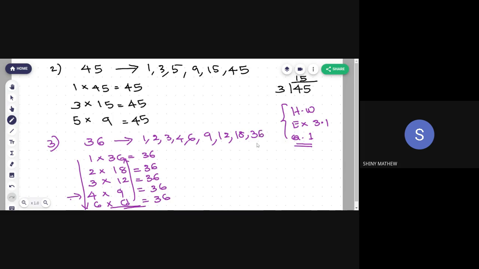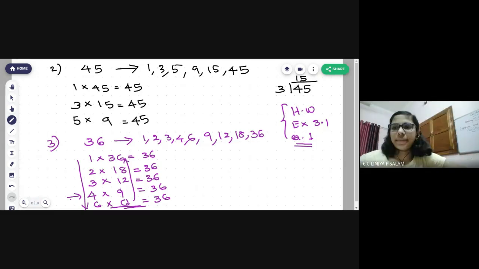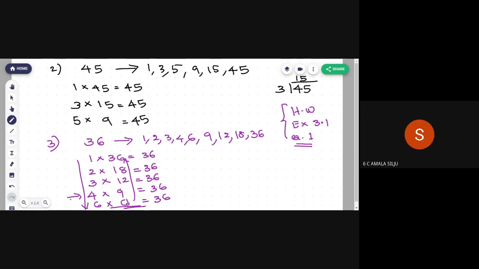Okay, so many factors for 36 total? 9 factors for 36. Okay, these all are factors of 36.